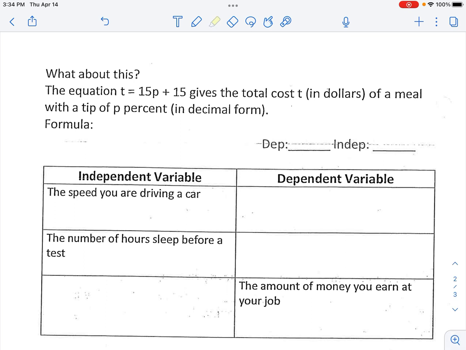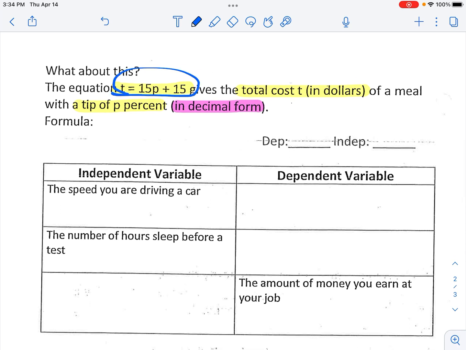What about this? The equation T equals 15P plus 15 gives the total cost, T in dollars, of a meal with a tip of P%. Now notice what it says here in decimal form. So the formula, we're going to write this equation that was given above, right up here. So we're going to copy this down here. That T is equal to 15 times P plus 15.